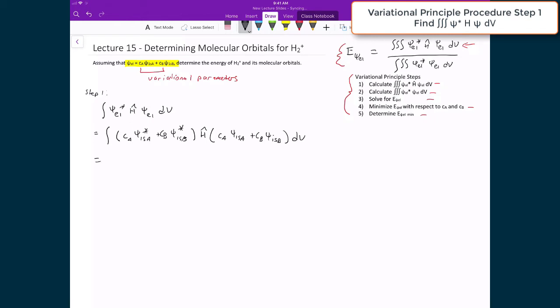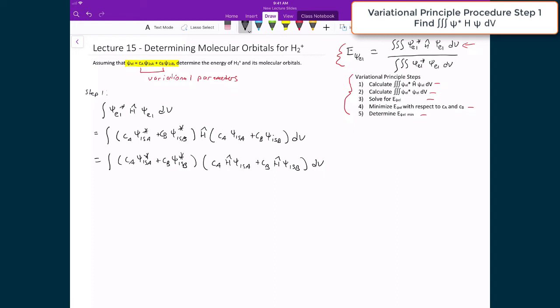My next step here is then to just do a distributive type principle, where I'm now just going to take my Hamiltonian and operate it towards the right on the term that I have on the right. So again, I have my integral over all space. I'm going to have CA times the complex conjugate of psi 1s A, plus CB times the complex conjugate of psi 1s B. And then inside here, I'm going to get CA times the operator applied to psi 1s A plus CB times the operator applied to psi 1s B. And again, I can pull my constant out front because it's not affected by the operator.